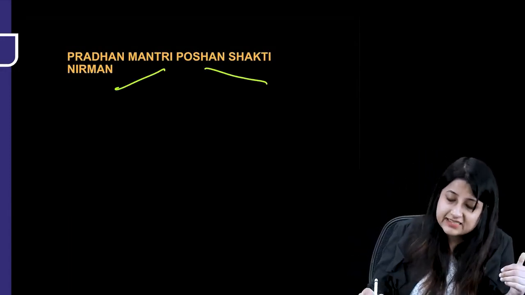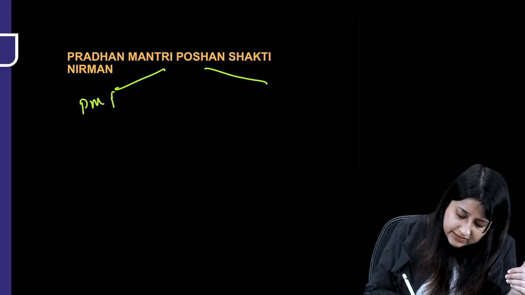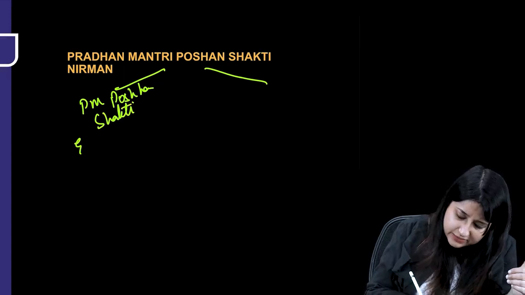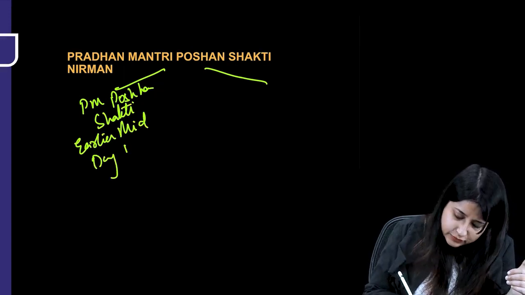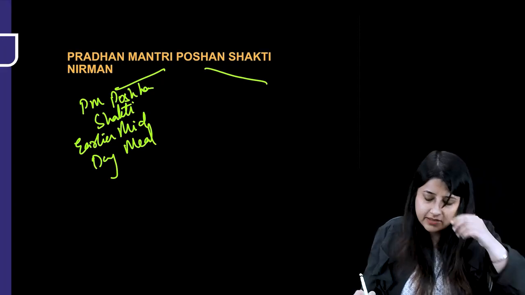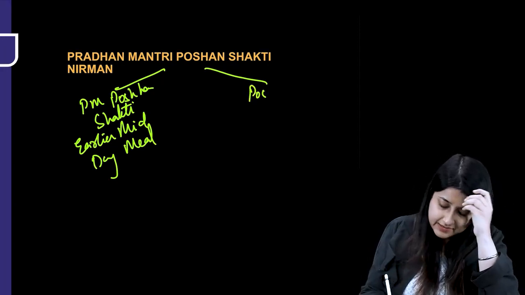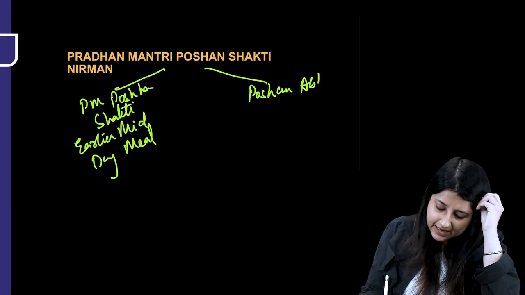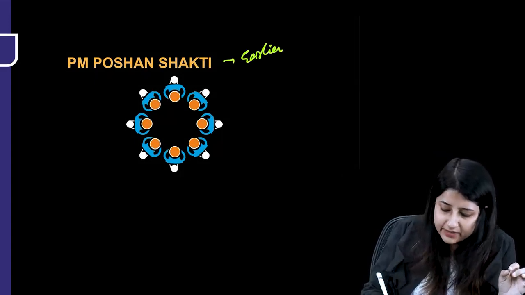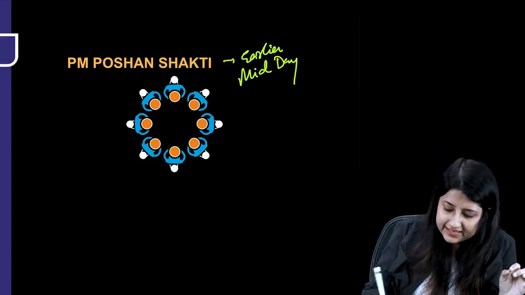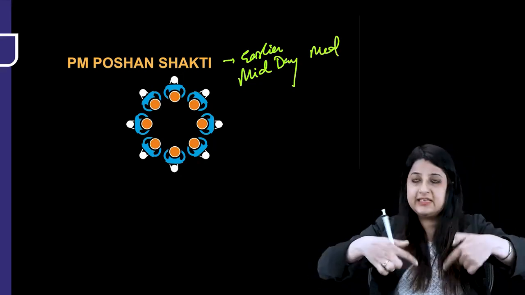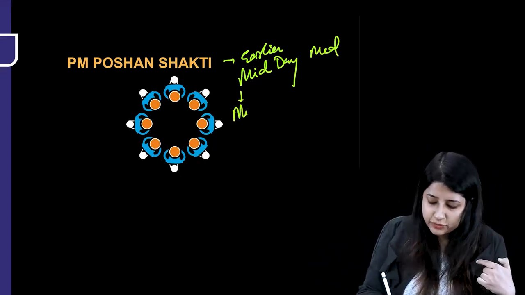Now, Pradhan Mantri Poshan Shakti Nirman. In this, like we had studied, it is two things. PM Poshan Shakti, Pradhan Mantri Poshan Shakti. What was this, everybody? This was earlier midday meal. And over here, what do you have? You have Poshan Abhiyan. So let us just quickly look at both of these. So this is PM Poshan, Pradhan Mantri Poshan Shakti. This was, everybody, earlier midday meal. Now you can see all the children sitting in a circle eating from a common plate. This is under which ministry?